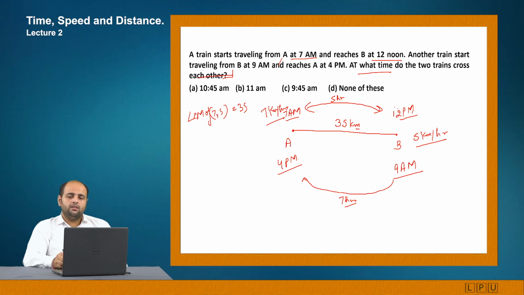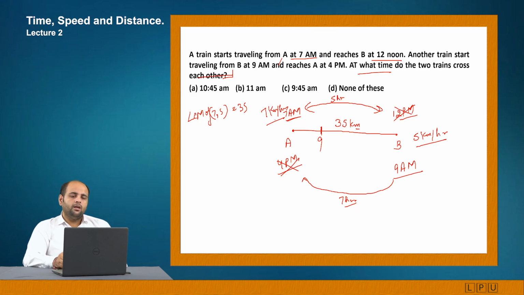Now neglect the reaching times. Just consider the starting times. As we know, we can apply the formula for the relative speed directly, but there is one more condition. Here the time is 7 a.m., here the time is 9 a.m. So the time gap is there. We have to make it a common time, so we have to make it 9 a.m.